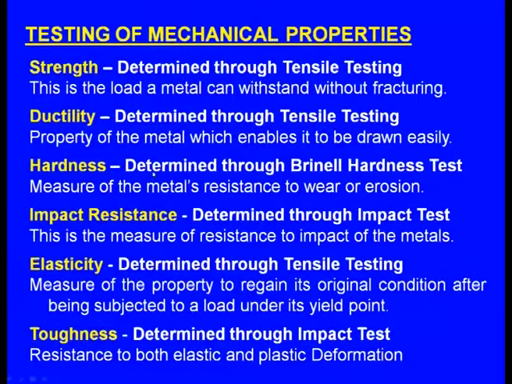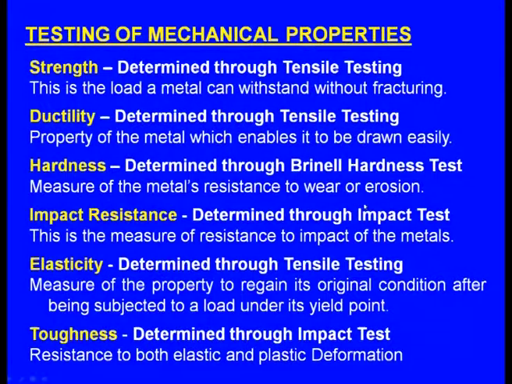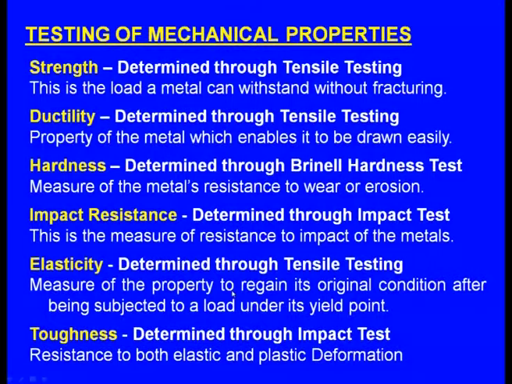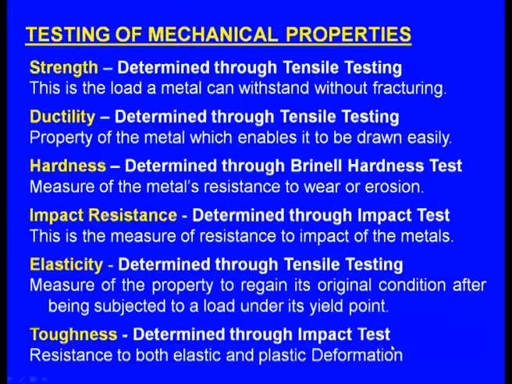Next property, hardness, is determined through Brinell hardness testing. It is a measure of metal's resistance to wear or erosion. Next property is the impact resistance and it is determined through impact test. This is the measure of resistance to impact of the metals. Next property, elasticity. It is determined through tensile testing. It is the measure of the property of the material to regain its original condition after being subjected to a load under its yield point. And finally, the toughness. It is determined through impact test. Toughness is the resistance to both elastic and plastic deformations. So, these are the testing of the mechanical properties of the component or the specimens.